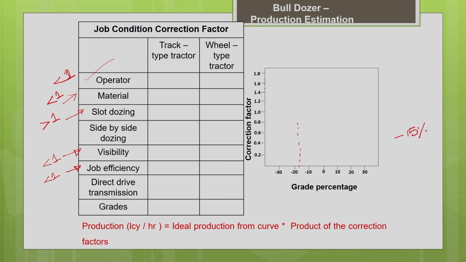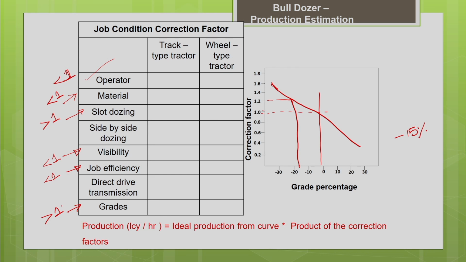The ideal curve is drawn for level terrain, so the grade percentage may go like this. What is corresponding to minus 15%, you have to choose approximately. These are just representative trends. You have to get the actual value from the equipment handbook. So what is the value corresponding to minus 15%, you can take it approximately. That will give you the correction factor. Obviously in this case the correction factor is going to be greater than 1, because it is going to enhance the productivity.